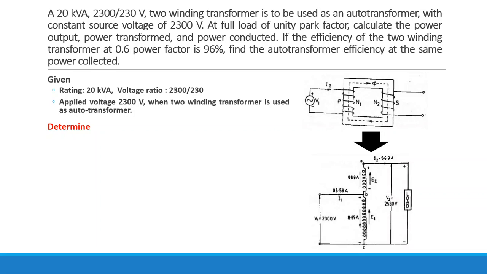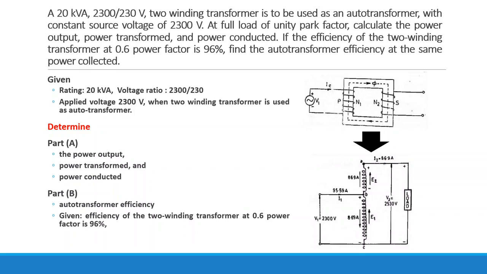So what do we have to determine here? We have to determine the power output, meaning the kVA rating. The power transformed, the power which is transformed using transformer action, that we have to determine, and the power conducted, that also has to be determined. So this is part A, we can call it.